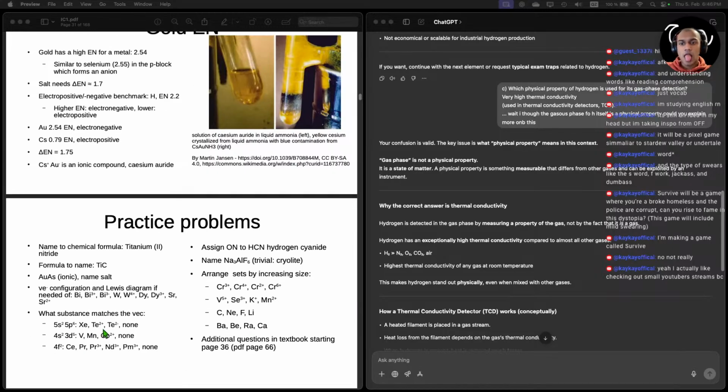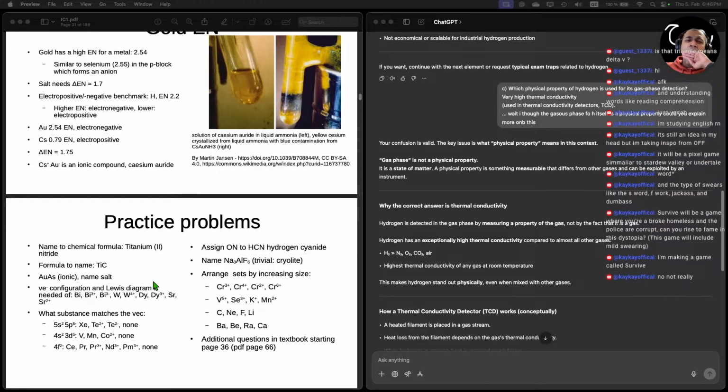Practice problems. We got some problems. Name a chemical formula: titanium 2 nitride. Titanium 2 nitride, I know that. Formula for TiC. Formula to name TiC. Ti, which one is Ti? Does the triangle mean delta? Delta V. Which triangle though? Yeah, it's called delta, right? What's with the V?